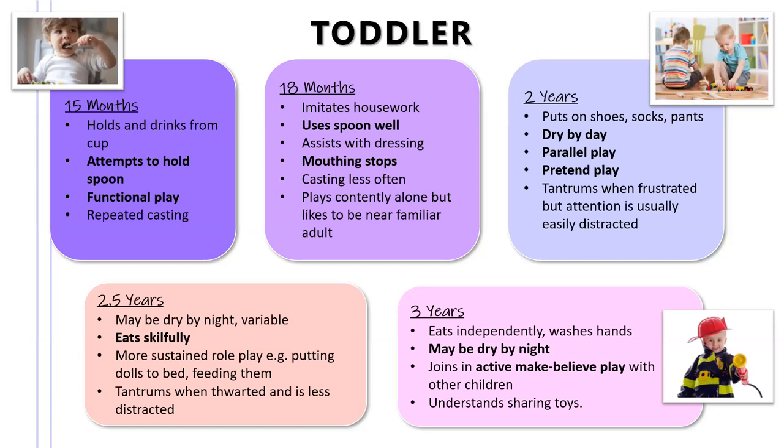And then for 2.5 years old, they may be dry by night. They already eat skillfully and have more sustained role play. This will help them to develop a strong problem-solving approach. And for tantrums, they tantrum when taught, but they are less distracted. And then for 3 years old, they eat independently, wash hands, and are also dry at night.